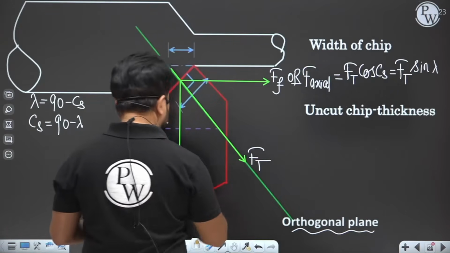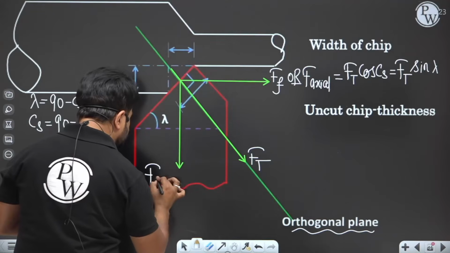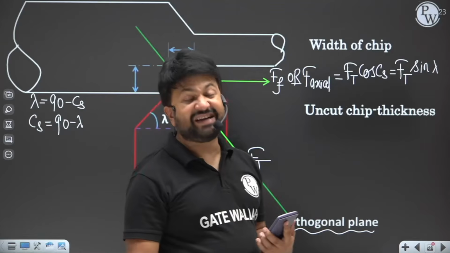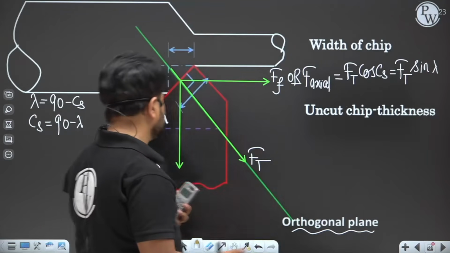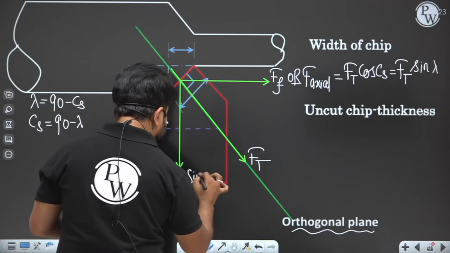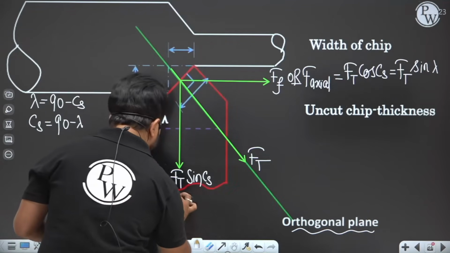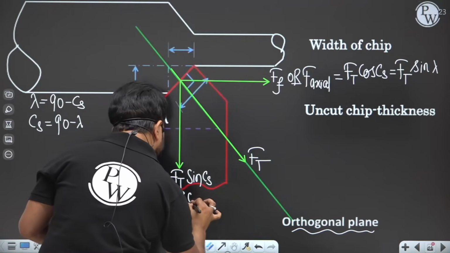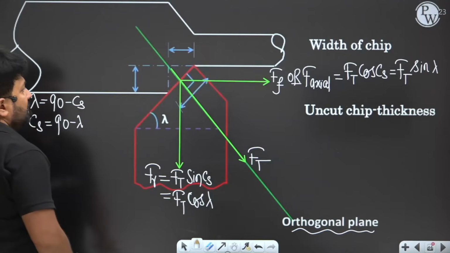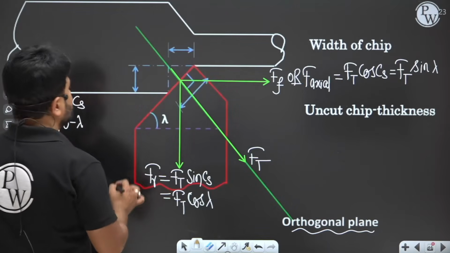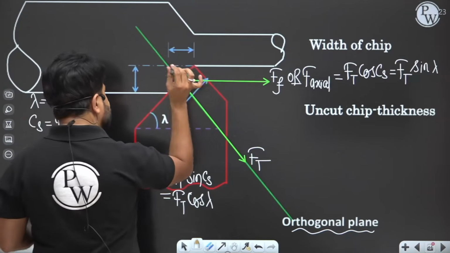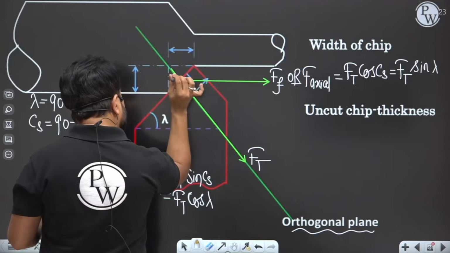Now, what is this? This is your radial force. Radial force generally comes in the turning operation, and turning is an oblique cutting. Please remember, turning is an oblique cutting. So it is Ft sin Cs or Ft cos lambda, right? Now, my dear students, this is in two dimensions, and the cutting force which is acting along the z direction is perpendicular to this plane.